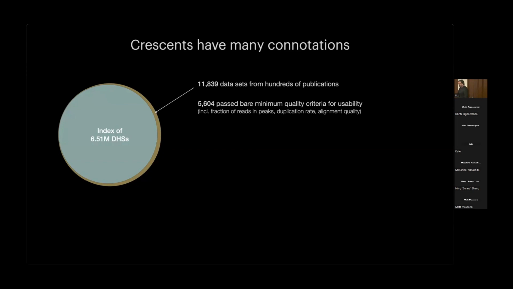One of the shocking things is that out of this, only 5,600 of these data sets pass what we would consider the bare minimum quality criteria for usability, meaning you can really do anything with it. This is looking at fraction of reads in peaks, duplication rates, alignment quality, et cetera. And we are setting a bar that is significantly lower than the bar set for ENCODE data. Even then, you have over 6,000 data sets that are of too poor quality to analyze.